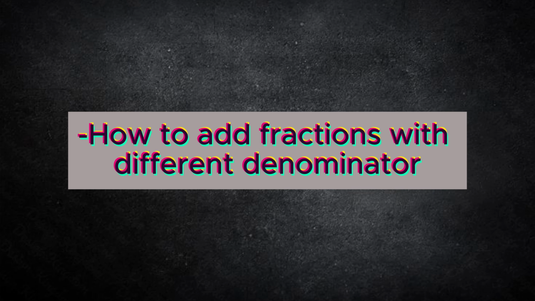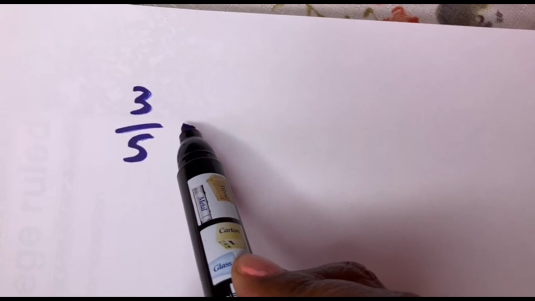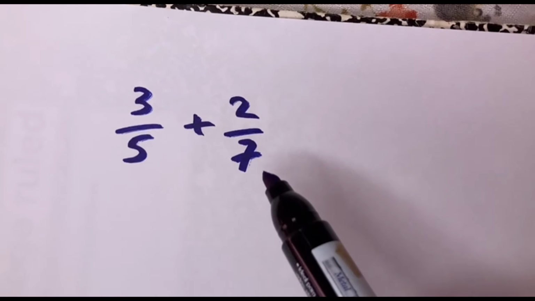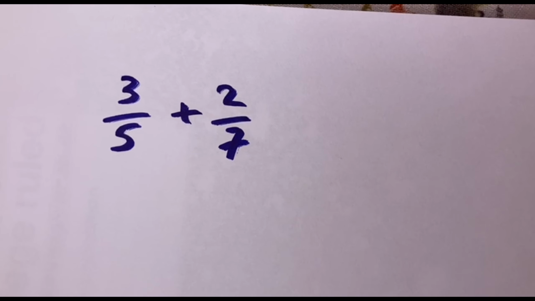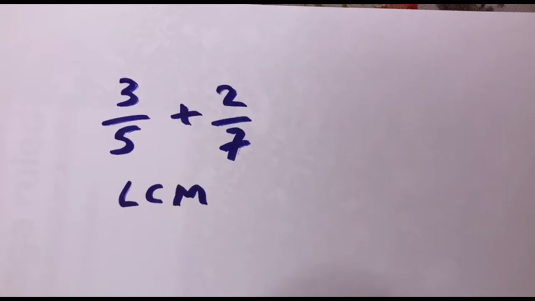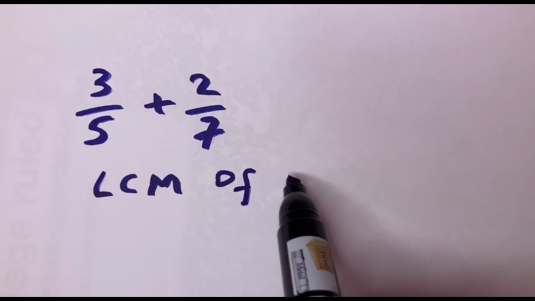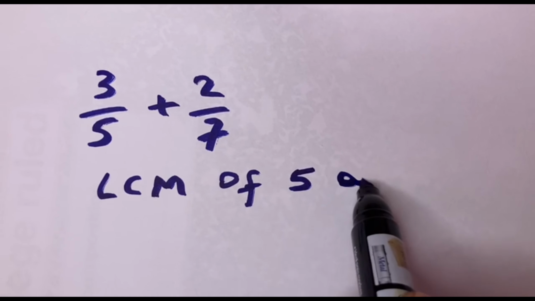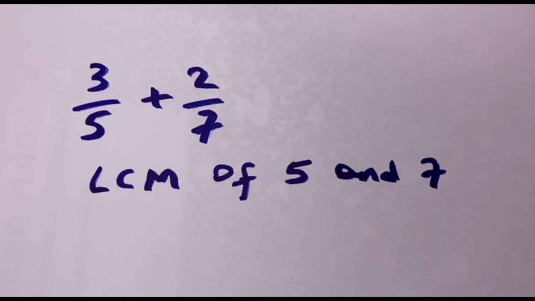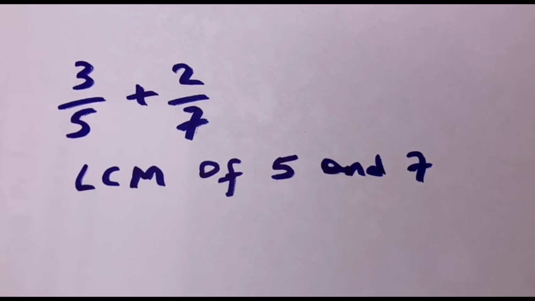Now we will see how we can do it when we have different denominators. Let's take 3 over 5 plus 2 over 7. As you see, they have different denominators. So at this time, we have to take the LCM, the least common multiple, of 5 and 7. So how can we get the least common multiple of 5 and 7?